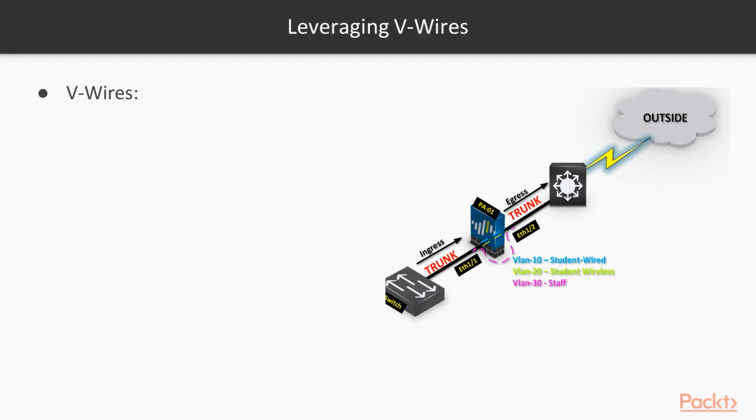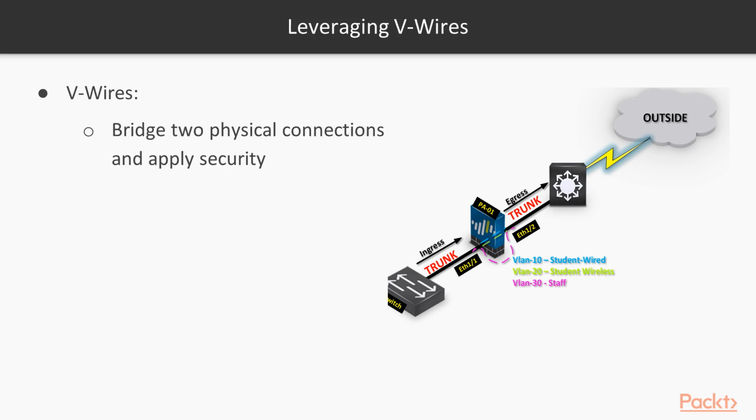Okay, V-wires. Okay, everyone. So in this video, we're going to discuss V-wires, and you want to take advantage of V-wires. And the reason why is, say you don't need to have the Palo Alto routing being a router hop. You don't need the Palo Alto to route traffic on your network. You just want to apply security policies for inbound and outbound traffic between a VLAN to the outside.